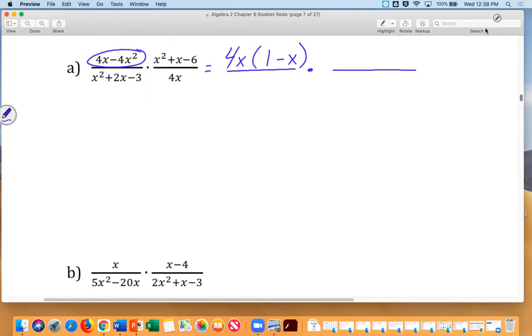Pull out a 4x. 4 divided by 4 is 1, x divided by x is 1, so I have 1. 4 divided by 4, that's 1. X squared divided by x, that's x, so it's 1 minus x. All right.